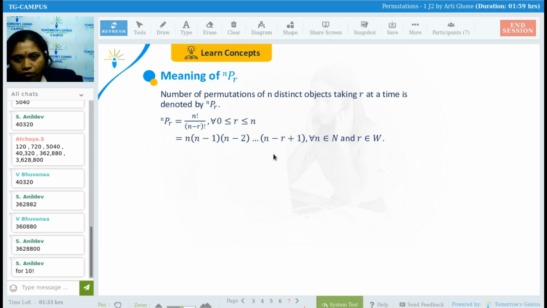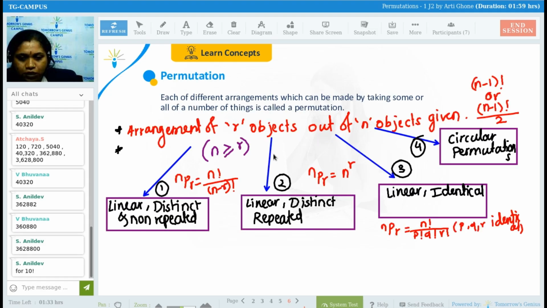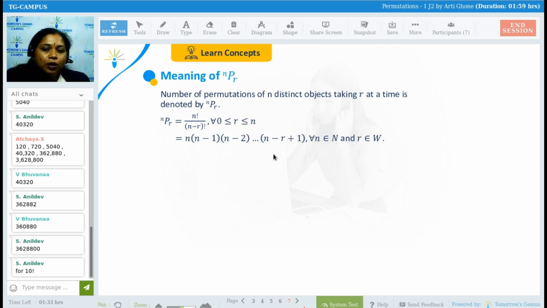Now let's understand the first one, which is the extremely important formula, the meaning of nPr. Number of permutations of n distinct objects taken r at a time is denoted by nPr. Now nPr is equal to n factorial upon n minus r factorial, where r can be any value lying between 0 to n, and in expanded form it can be written as n into n minus 1 into n minus 2 up to n minus r plus 1.